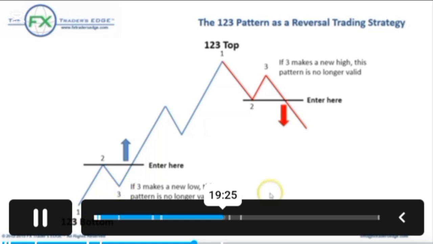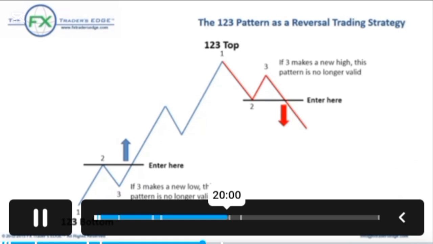Okay, note number 3, and this is optional. On a 1, 2, 3 reversal using any time frame, wait 1 or 2 candles for confirmation. So let's look at the 1, 2, 3 top. Ideally, price will break down and then retest the breakdown point for a safer entry. And this helps to avoid whipsaw, but that's optional, of course. So this is the 1, 2, 3 pattern as a reversal trading strategy.